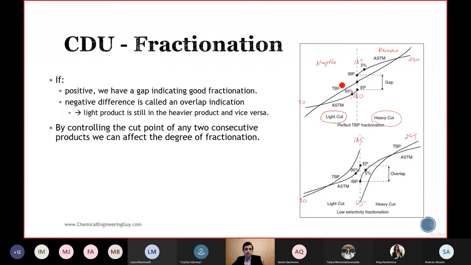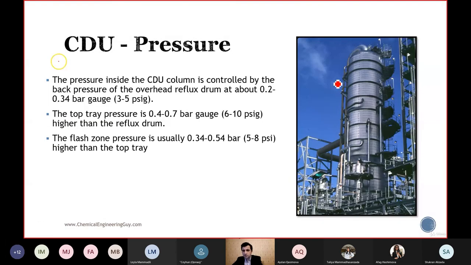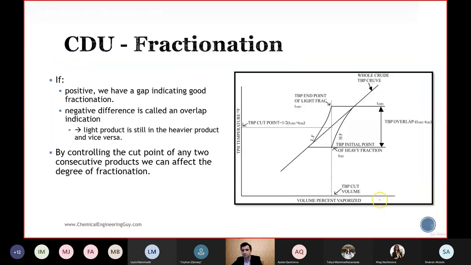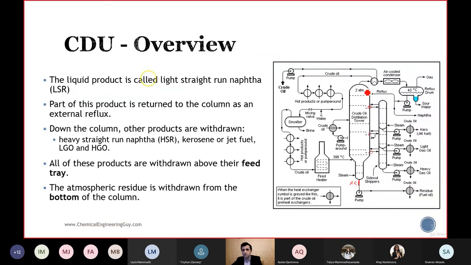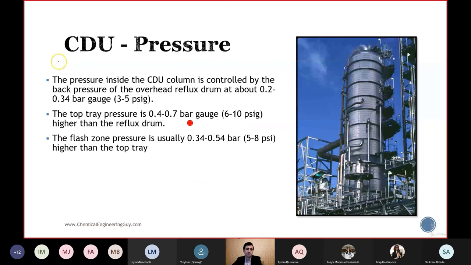The CDU pressure. The CDU column is controlled by the back pressure of the overhead reflux drum. Where is it? Yes, here, this one. You can see that it is 2 atm, which is equal to 1 bar g. And this is the overhead reflux drum. This has a pressure of 0.3 bar g. This is where you control the CDU overhead pressure. The top tray pressure is 0.4 to 0.7 bar g. And the flash zone, by the way, is in the video, not a CDU. How I know that, I will tell you later. The flash zone pressure is usually 0.34 to 0.54 bar higher than the top tray.